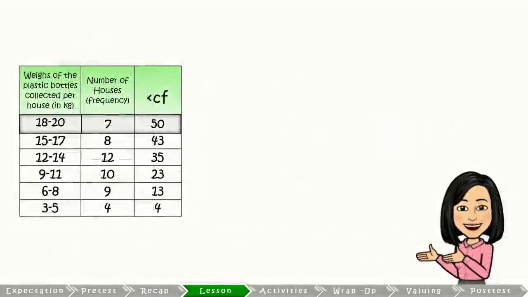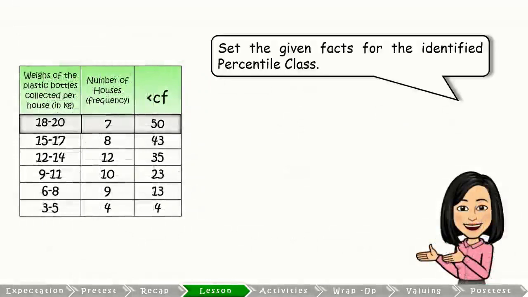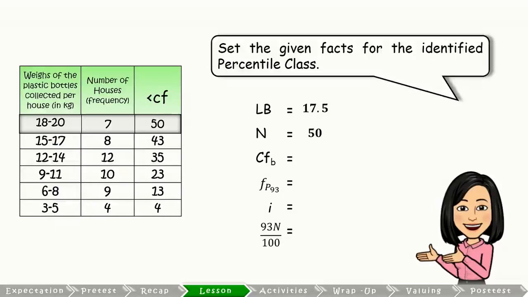Let us proceed to step 3. Set the given facts for the identified percentile class. The lower boundary is equal to 17.5. The total number of houses is 50. The cumulative frequency before the 93rd percentile class is equal to 43. The frequency of the 93rd percentile class is 7. The size of class interval is 3. And the position of P sub 93 is 46.5.